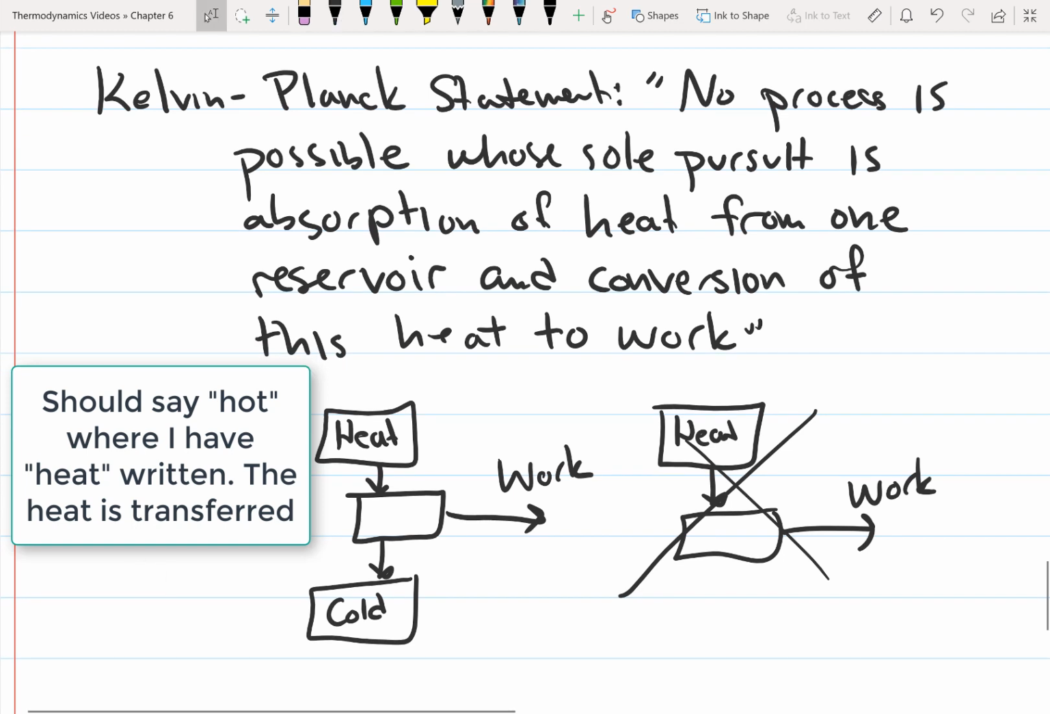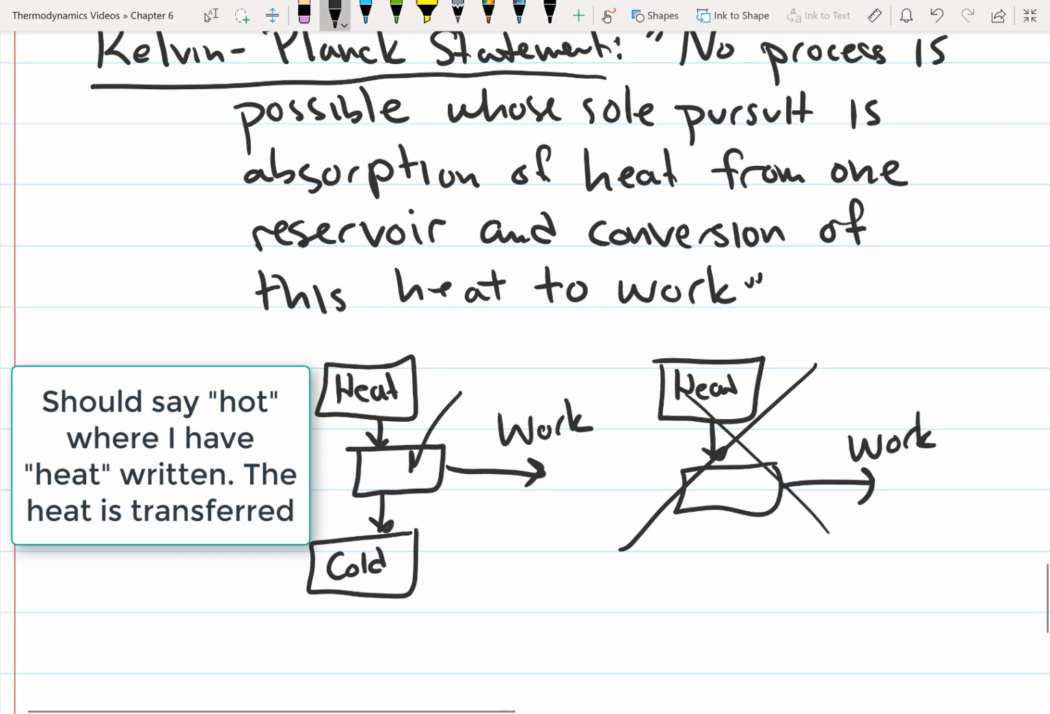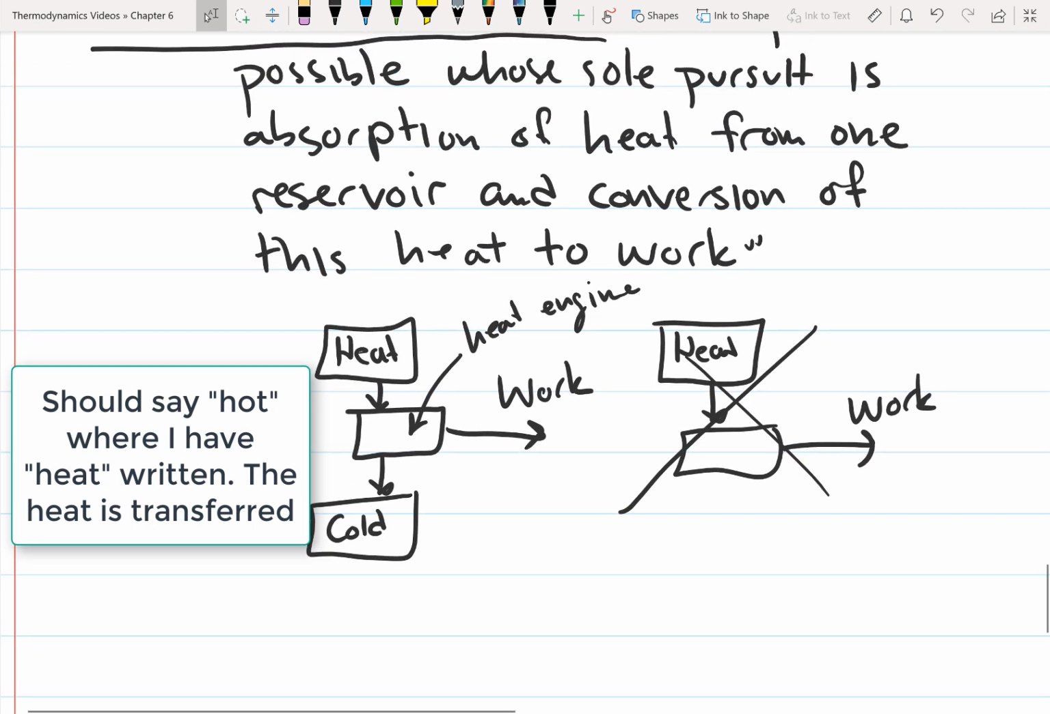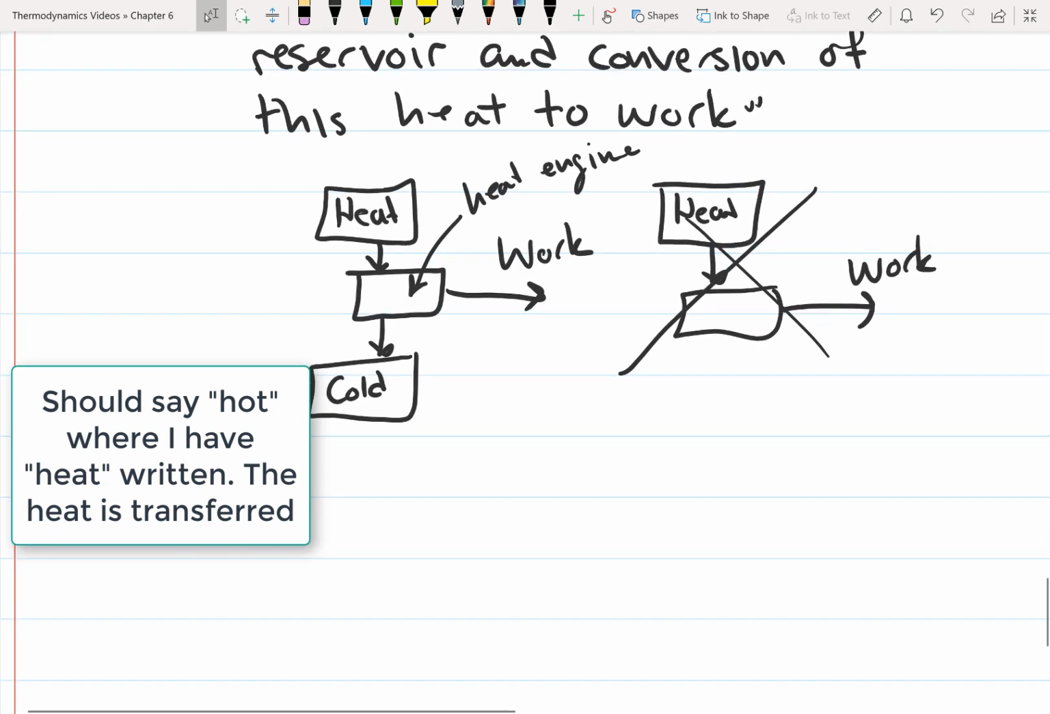So basically the Kelvin-Planck statement puts a restriction on what's known as heat engines. We're going to talk about this later, but this is basically a heat engine. So we're converting heat into work with a heat engine, and we need the heat sink in order for that process to work.